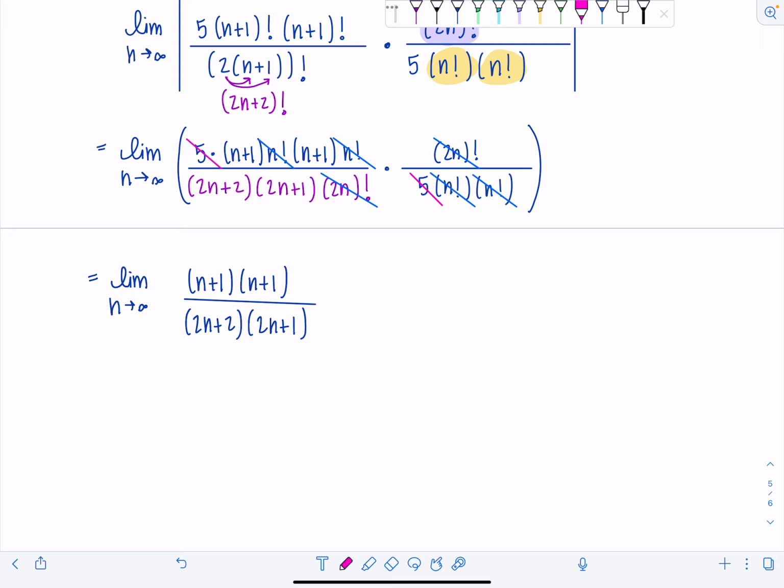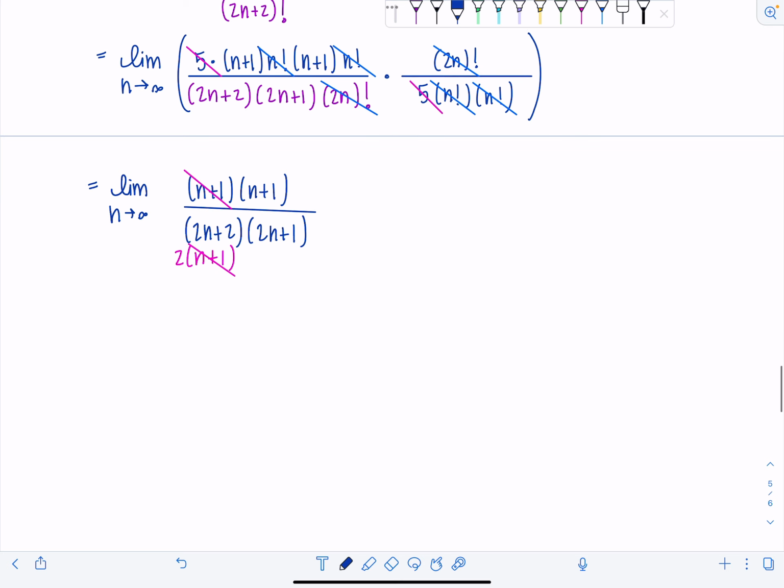Okay, just like last time, remember we could take the 2 out, and this is 2 times (n+1). Let's cancel it with one of the (n+1)s left over in the numerator. And then now we have the limit as n approaches infinity, just (n+1) up here, over, I still have this 2 and (2n+1). So if I distribute, now it's 4n+2. And as n approaches infinity, both the numerator and denominator are going to infinity.